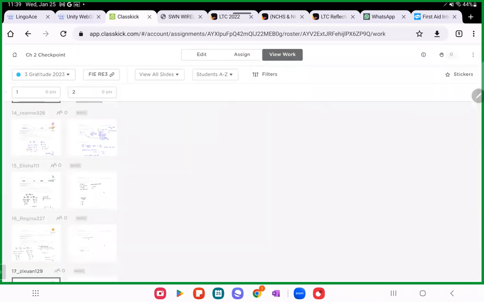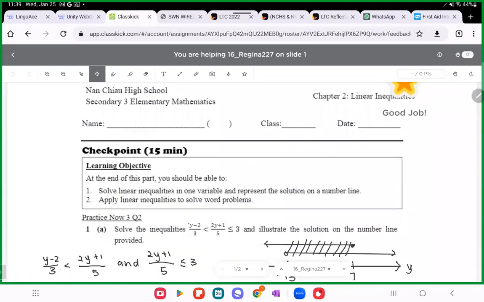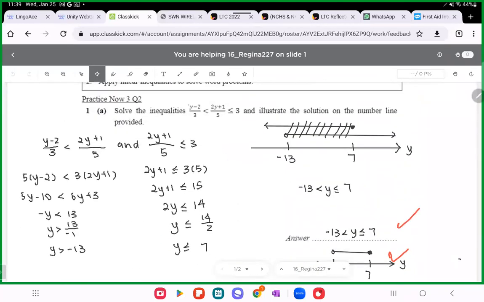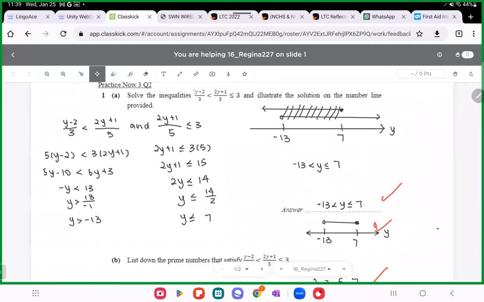What is the solution number line? The solution number line should look like this. Can you see? Working, solution. This is the working number line that shows the answer for y more than negative 13, y less than or equal to 7. Then the overlapping part will be transferred to the solution number line. Please take note. So the answer for y ranges between negative 13 to 7.